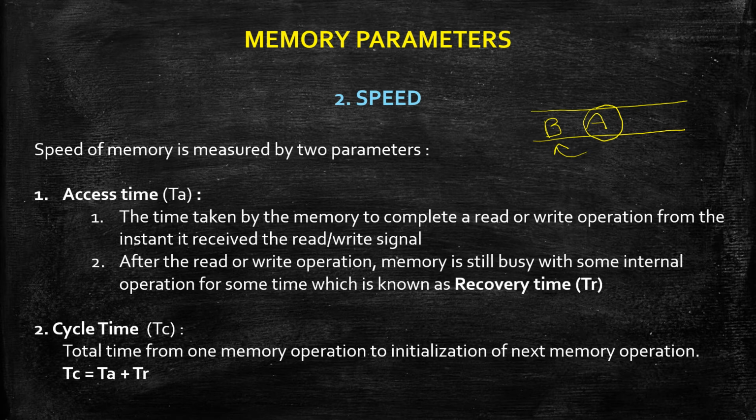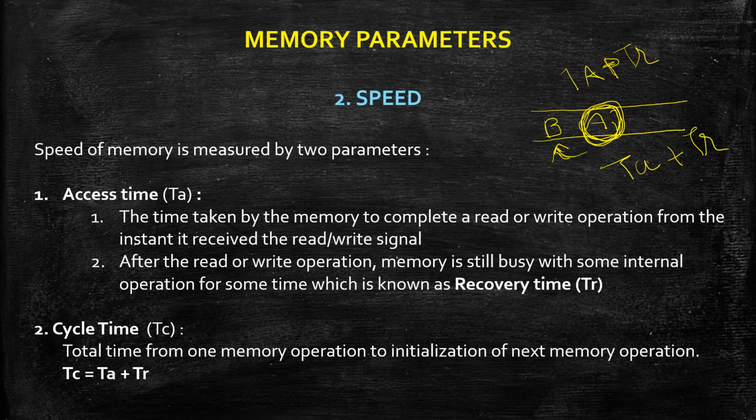So the total time from one memory operation to initialize the second, because we know that this A may take time. First it can take the access time, and another can be the recovery time, in case it is busy with something. So this A can have two different times: one is the access time plus another is the recovery time. How much time it takes to initialize the second memory operation, that we call the cycle time. So it's very easy.